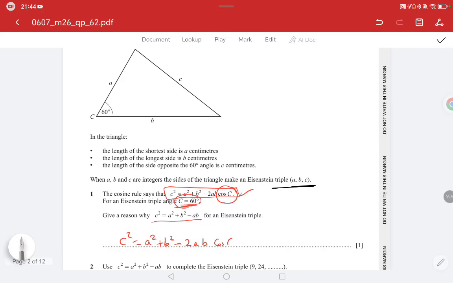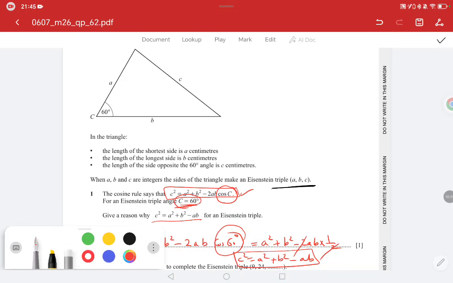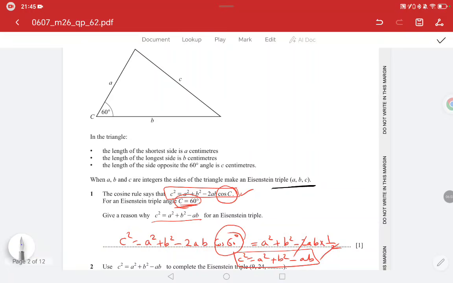So what's cosine 60 degrees? It is 1/2. So the answer now is a squared plus b squared minus 2ab times 1/2. This 2 cancels with this 2, so now our answer is a squared plus b squared minus ab. So this is the answer. You can explain the reason: why from this one do we reach this one? Because cosine 60 is 1/2. And this is what we proved already.